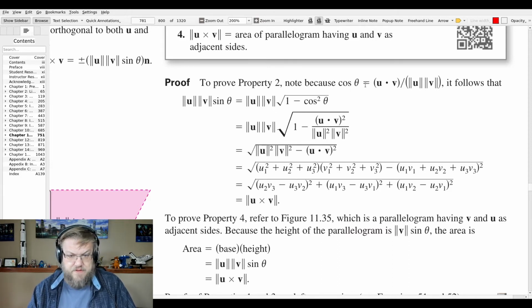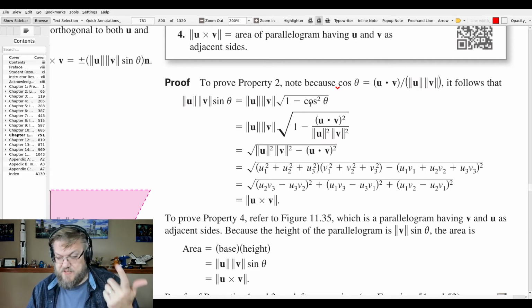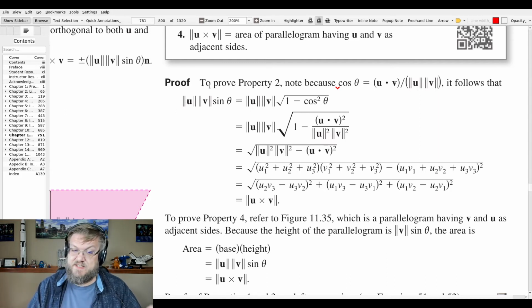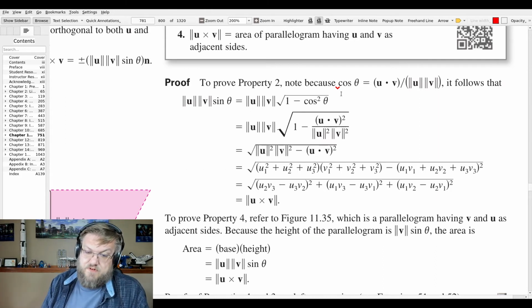They borrow the fact from the previous section that cosine of theta is u dot v divided by the magnitude of u times the magnitude of v. So they're going to start with the magnitude of u times the magnitude of v times the sine of theta. Well, sine of theta can be replaced with the square root of 1 minus cosine squared theta. That's the Pythagorean identity, right? Sine squared plus cosine squared equals 1. And so any sine I see could be replaced with the square root of 1 minus cosine squared.